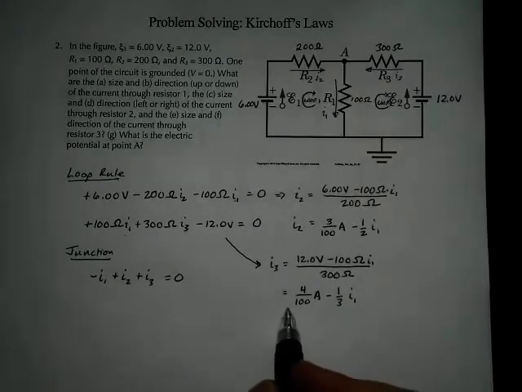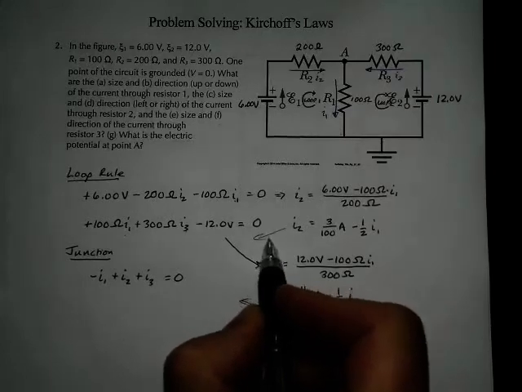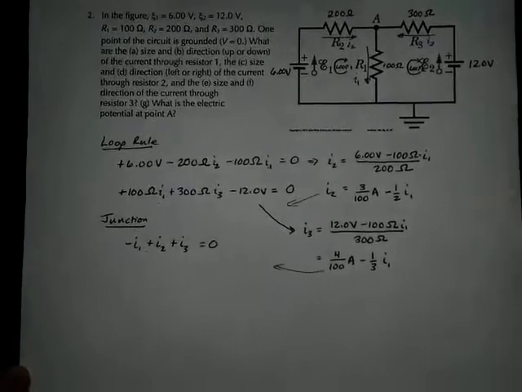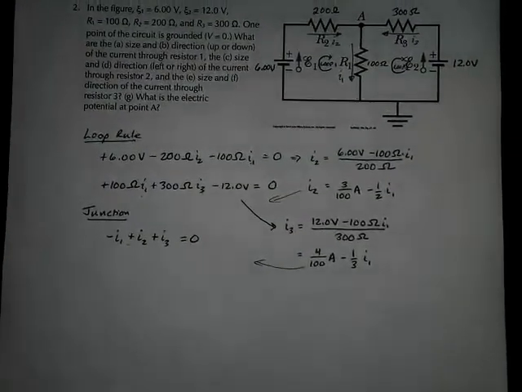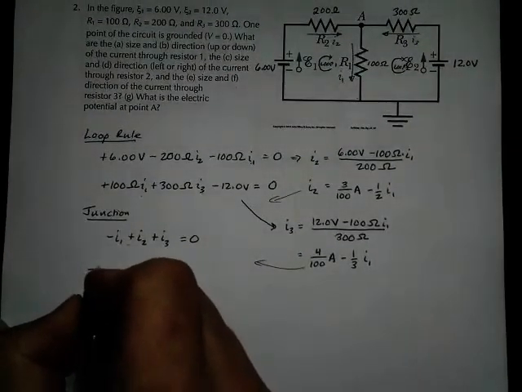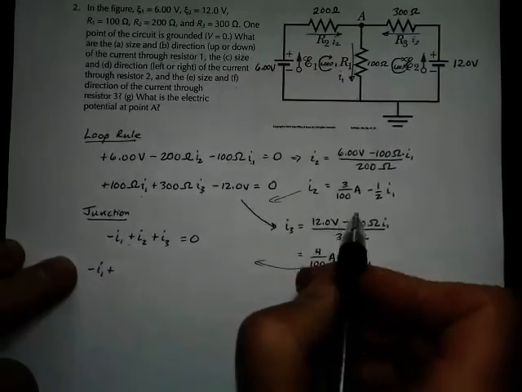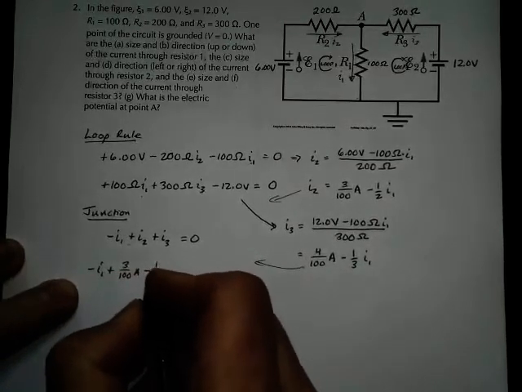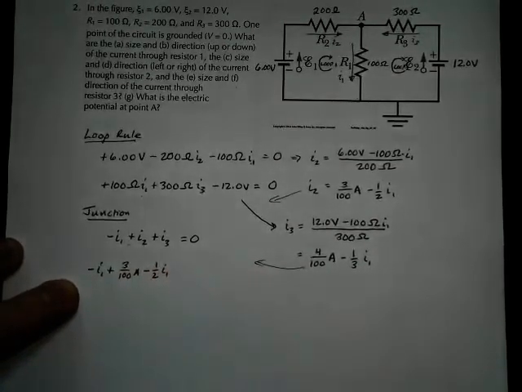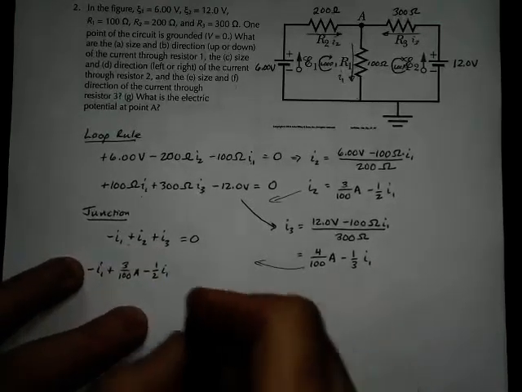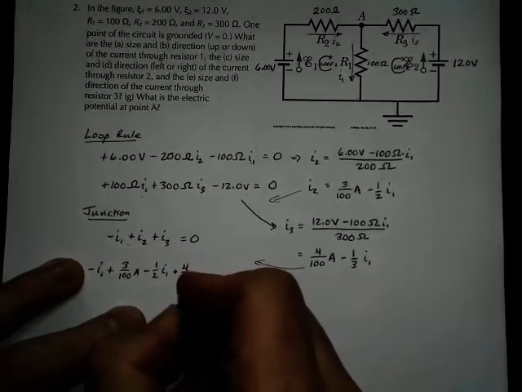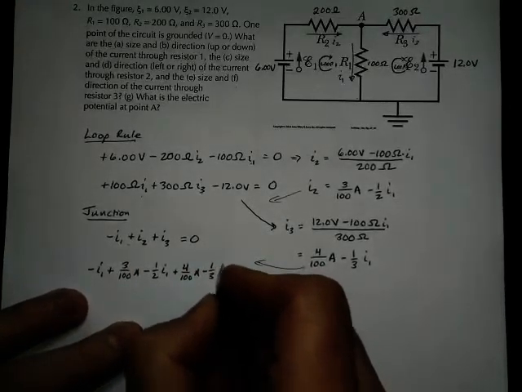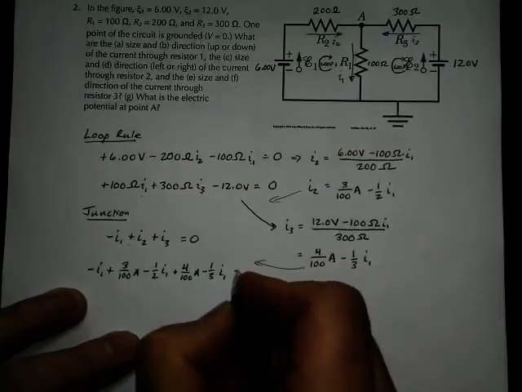And now both of these equations can feed in over to my junction equation, which will allow me to write a single equation that has I1 only in it. Okay, so minus I1 plus whatever I2 is, so that's 3/100ths of an amp minus 1/2 of I1, plus I3, we showed that was 4/100ths of an amp minus 1/3 I1. That all equals 0.